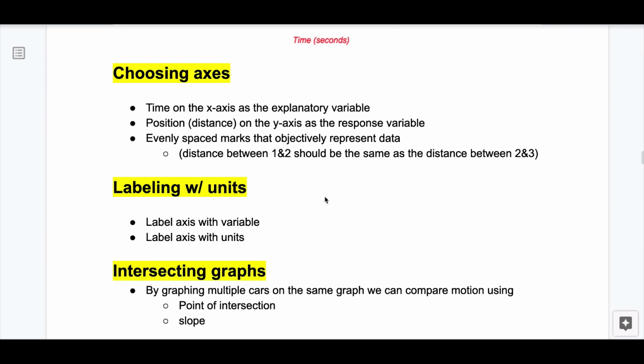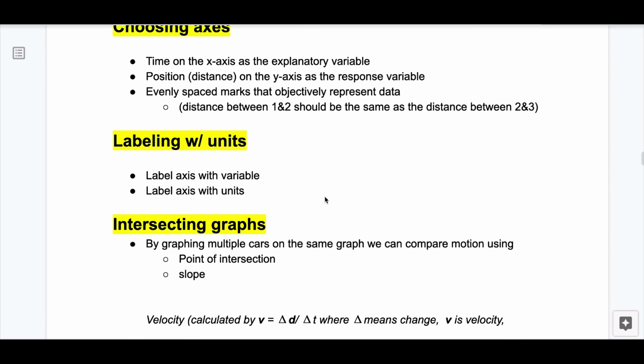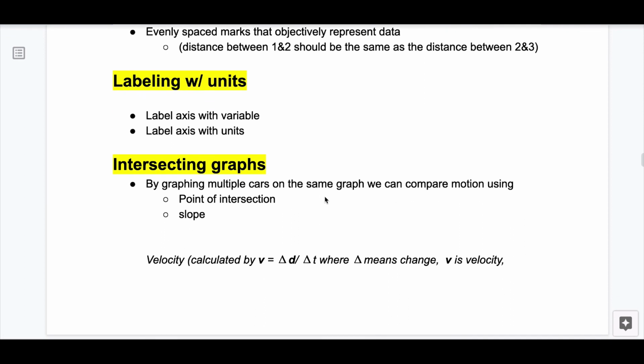So time will always be on the x-axis as explanatory, position on the y as response. You have to have an evenly spaced graph so that it's unbiased. We label with the variable and units. And sometimes intersecting graphs, if I wanted to put 2 buggies on here, like let's say I was driving 2 cars, I could see when they intersected. So when graphs intersect, that means their time and position is the same. That would be when they would collide if they were going on the same line, or they'd be at the same position. So that's the key with graphing.